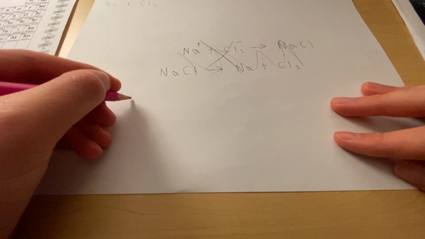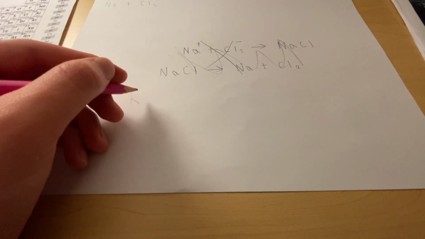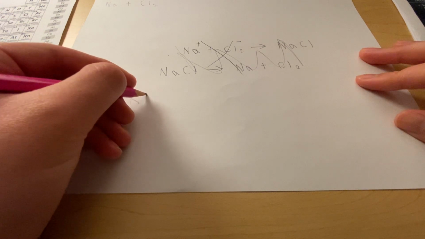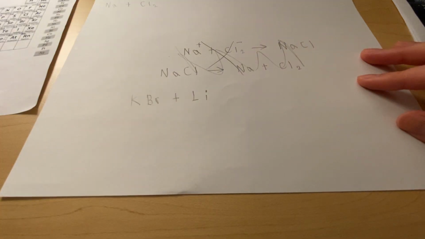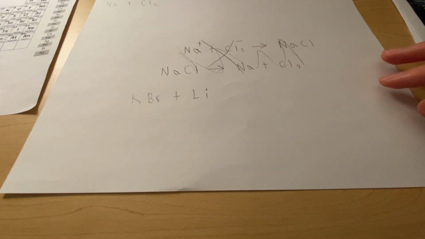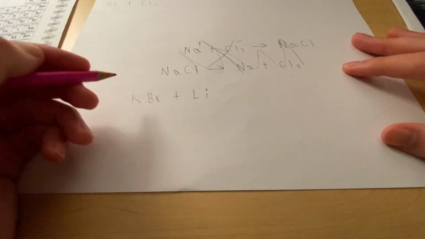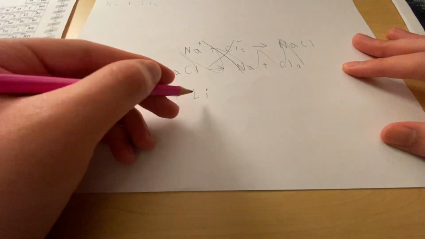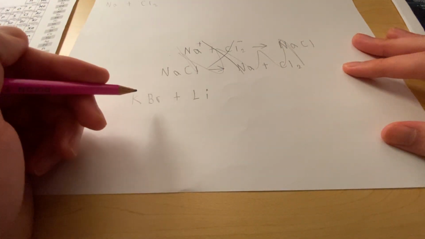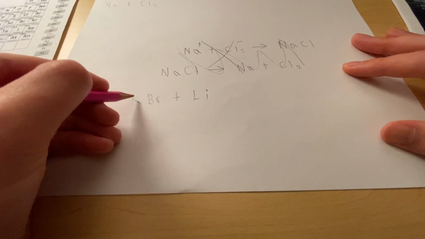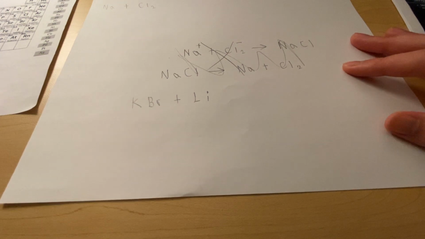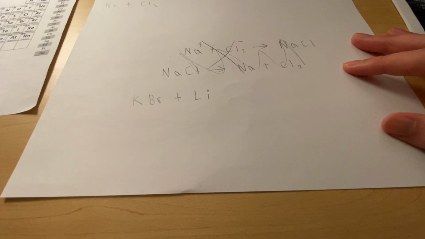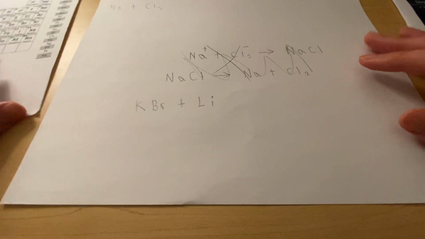potassium bromide plus lithium. So this is going to be a single displacement reaction. You have two cations, potassium and lithium, competing for one anion, and that's bromine. So basically, bromine is going to end up with either potassium or lithium. But which one does it end up with? Well, this is when you use the metal activity series, because you have two cations fighting for one anion. You only use the metal activity series when you're in this situation.